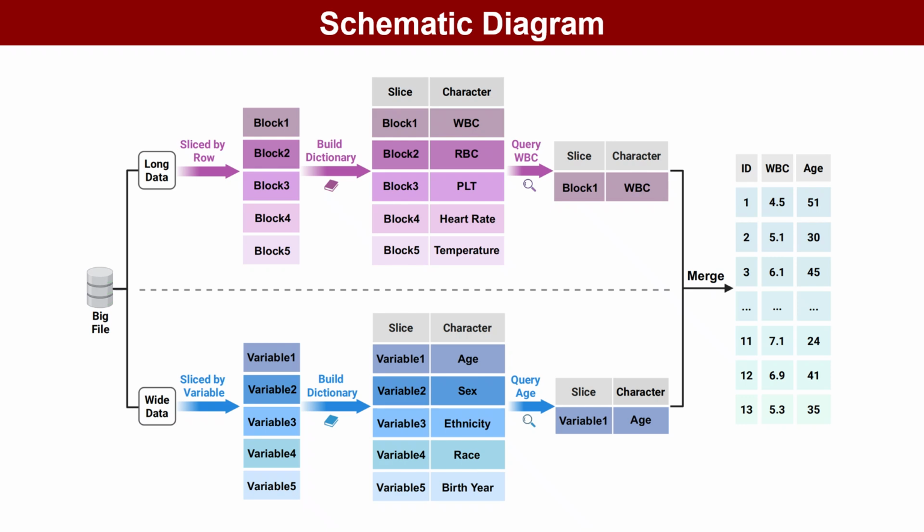In this process, we have specially designed an intelligent dictionary system, which acts like a translator for clinical terms, automatically mapping professional terms such as white blood cell count to specific blocks or variables. When researchers need to analyze specific indicators, the system will accurately locate the relevant data blocks. For example, when querying white blood cell count, it only needs to process block 1 without scanning all the data. Finally, the system automatically integrates data from different sources and outputs a structured table containing a variety of key indicators.